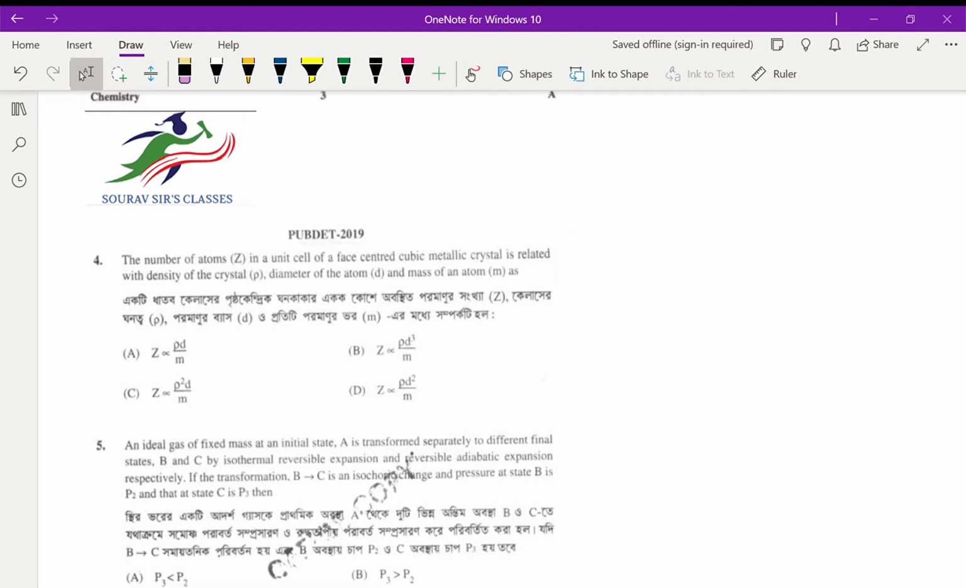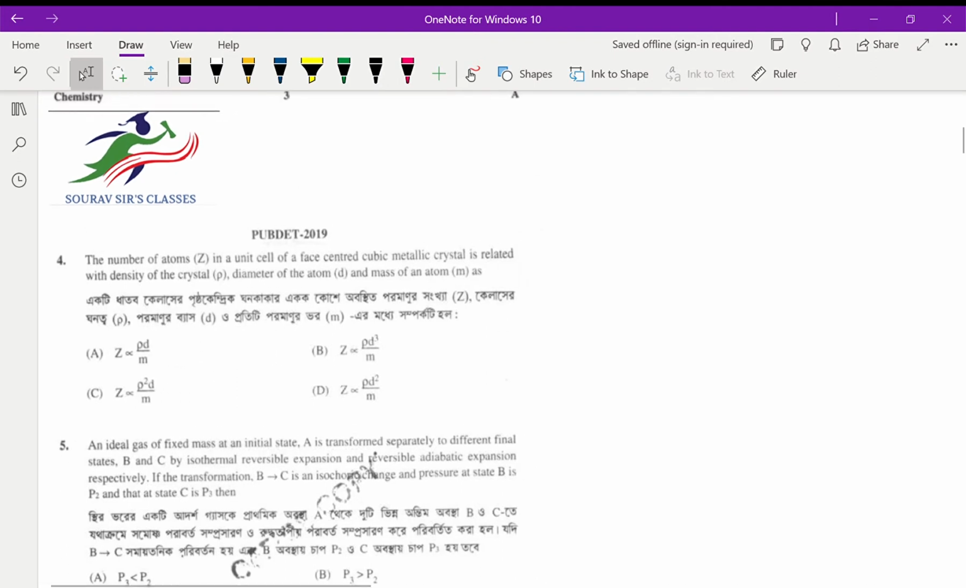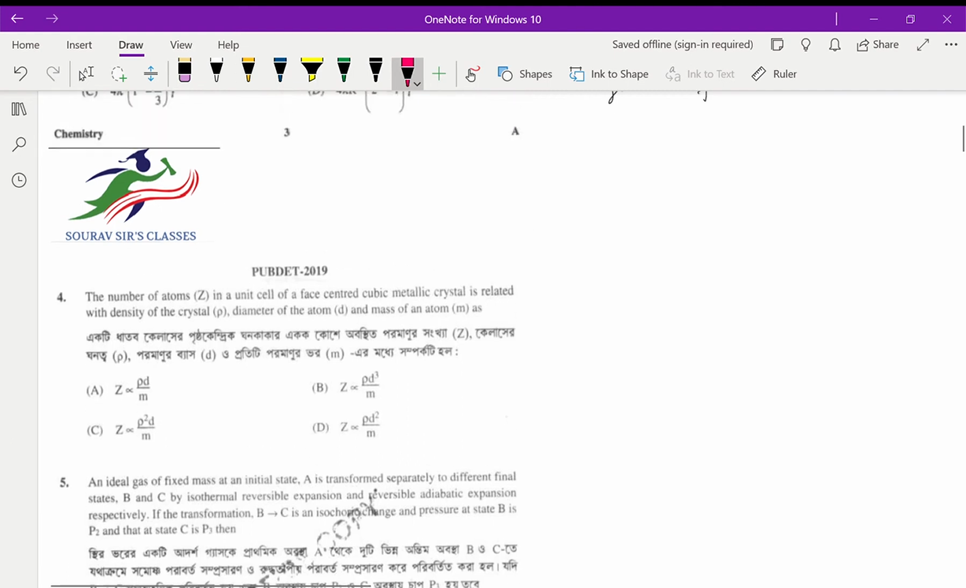Now we will be solving the PUBDET 2019 questions as we were doing. The question here is: the number of atoms Z in a unit cell of a face-centered cubic metallic crystal is related with the density of the crystal rho, diameter d, and mass of an atom m as. Okay, so we have to find out the relationship.